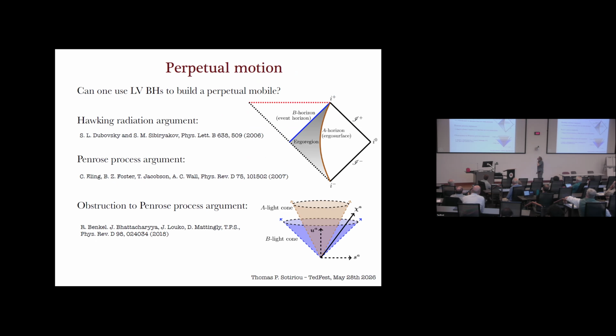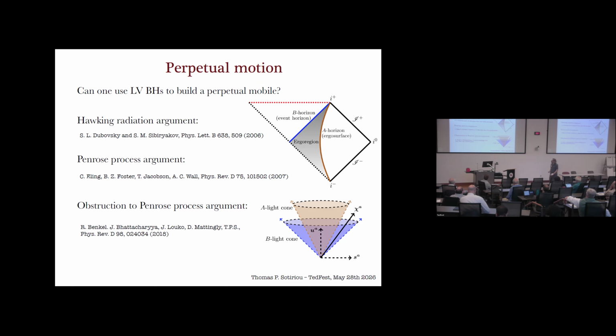Now, one interesting direction is whether you can use these black holes to build perpetual motion machines, right? And whether that's an internal inconsistency of Lorentz breaking in gravity.